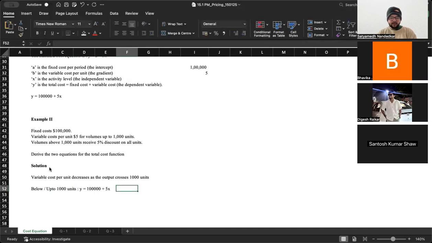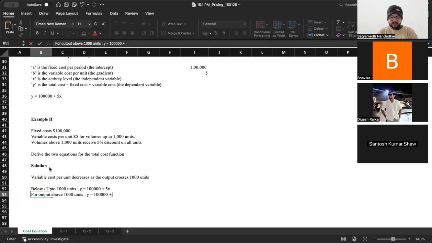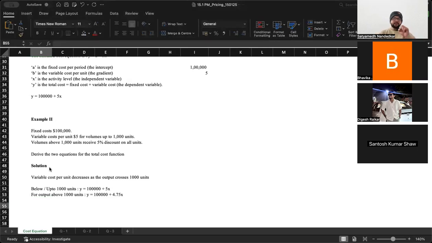ठीक है. And for output above 1000 units, y equal to 1 lakh plus there is a 5% discount on variable cost. So 5 में से 5% subtract करो. You will get 4.75x. This is your second cost equation.